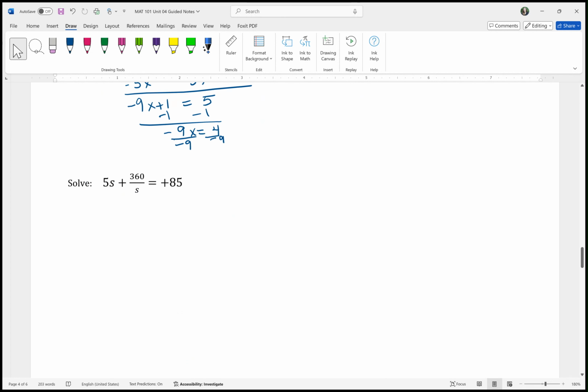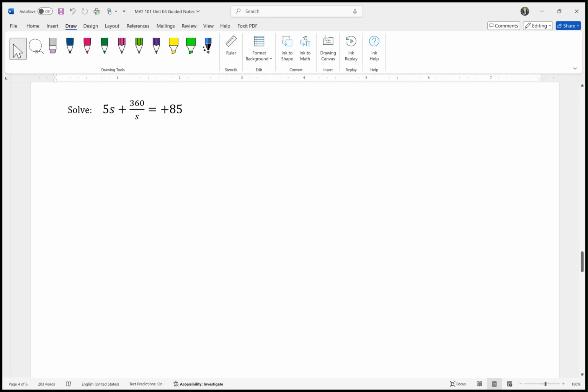So our next one is solve 5s plus 360 over s equals 85. Okay, so again, let's write out our denominators here. Our only denominator is this s. So that ends up being your LCD, s. I don't love that we're dealing in s. Let's just not get confused with s and 5, okay? All right. What does that mean we do next?